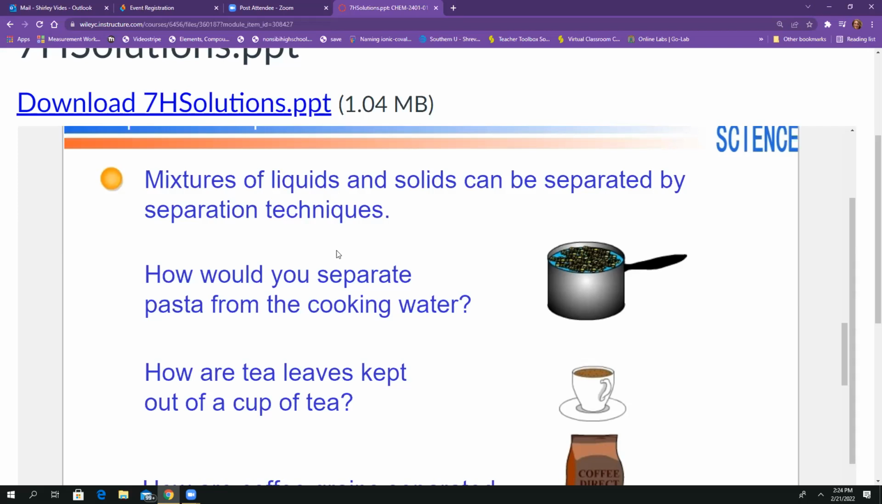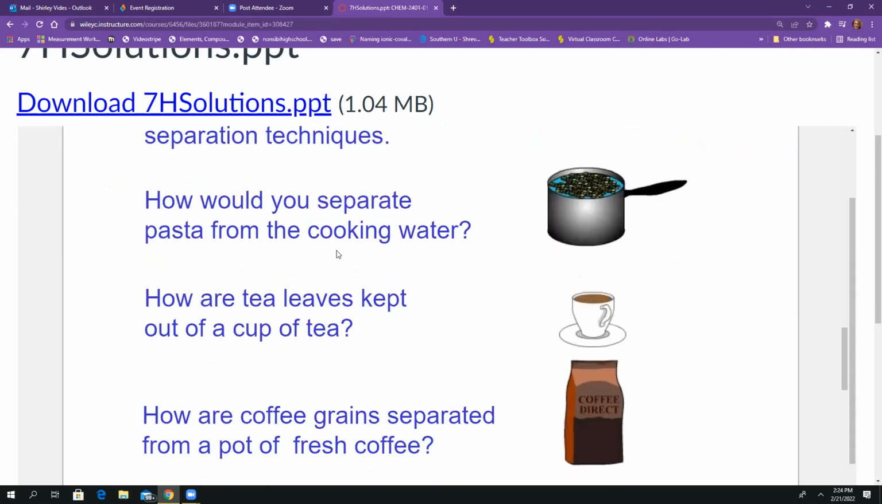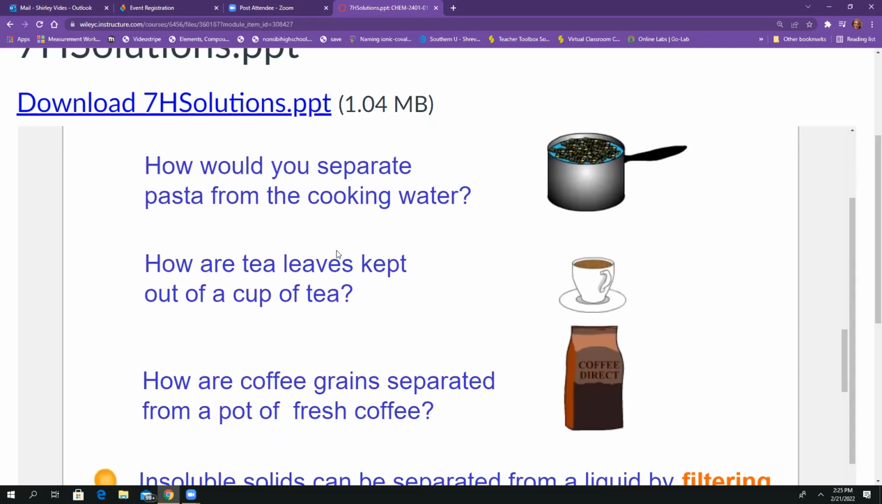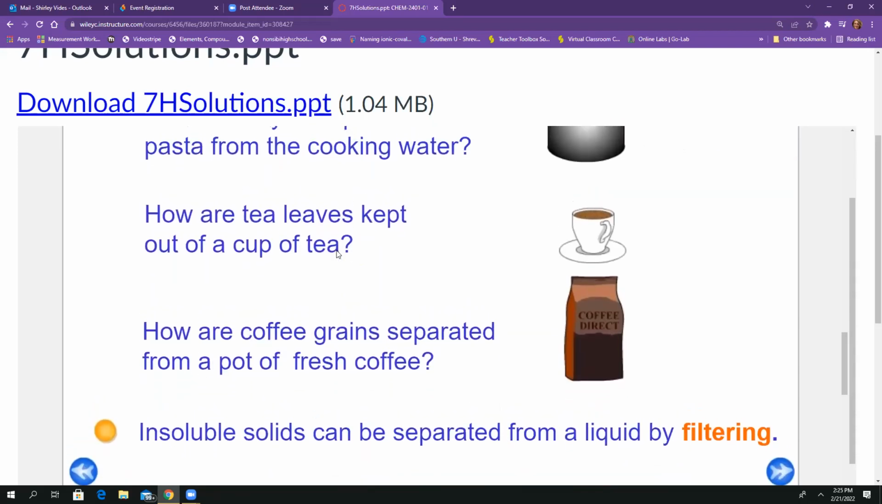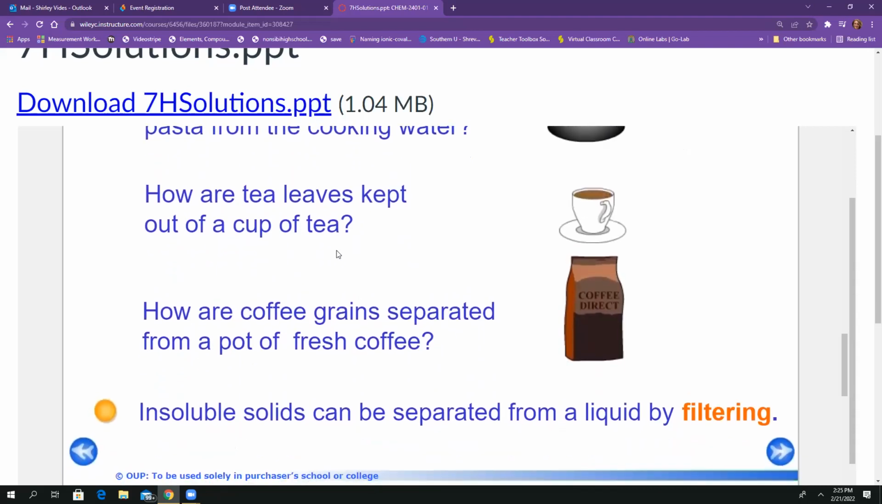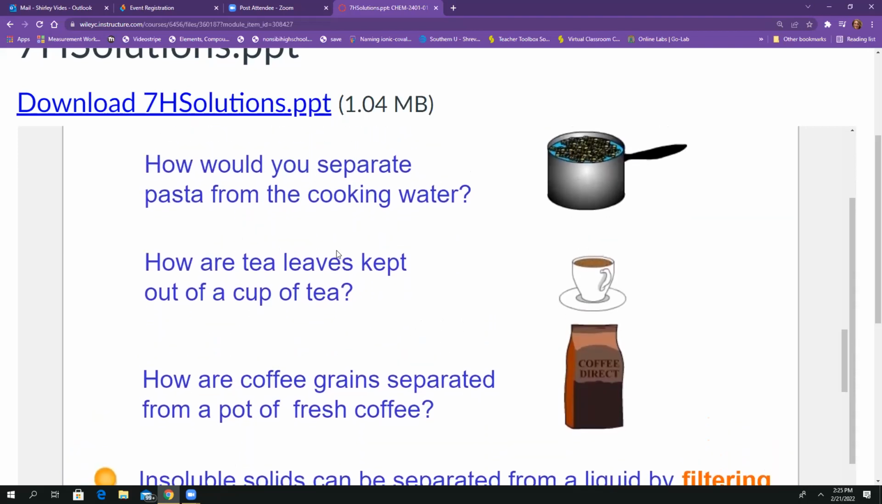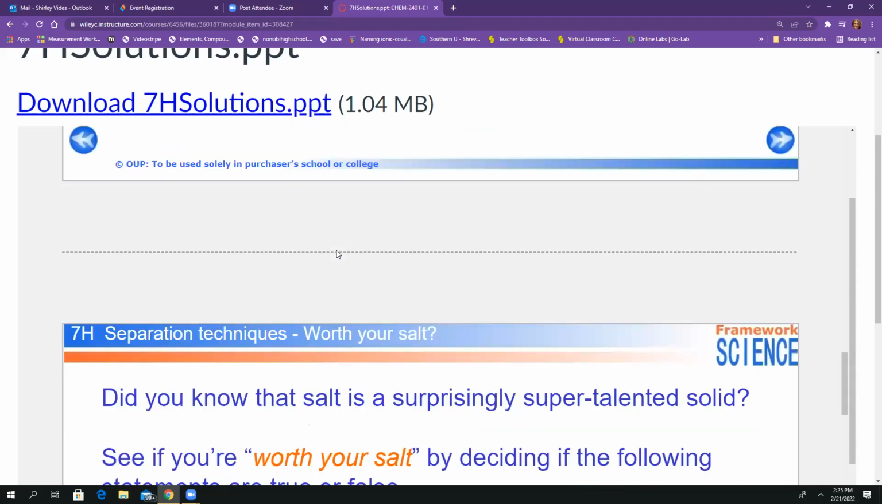How do you keep leaves out of the teacup? Well, you have a bag, right? And how do you keep coffee grains out of a fresh pot of coffee? Well, you use what is known as a filter. This technique of separating an insoluble solid with a filter, with a sieve or a thing that has holes that are smaller than what you want to separate, is known as filtration. And the act of doing it is called filtering. So insoluble solids can be separated from a liquid by filtration or by filtering.